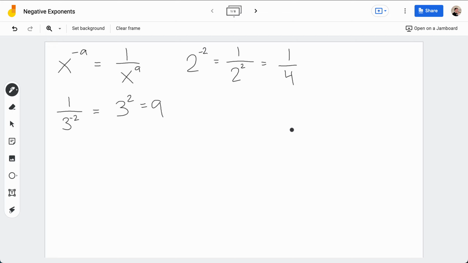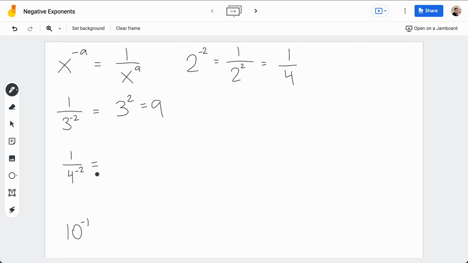So let's try. You can pause the video in a moment here. Let's say I have 1 over 4 to the negative 2, and let's say I have 10 to the negative 1. Go ahead and pause, try to do those, see if you can get the right answer.